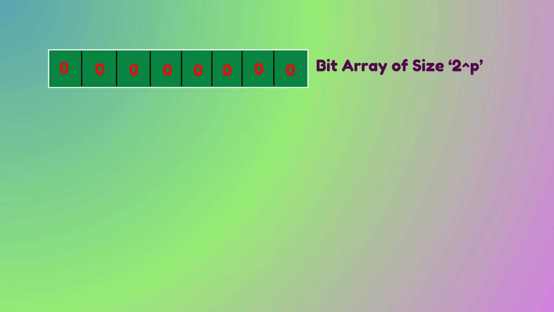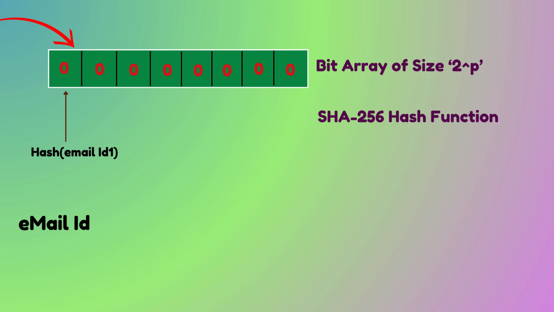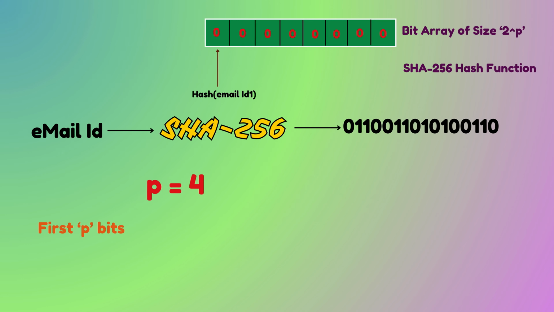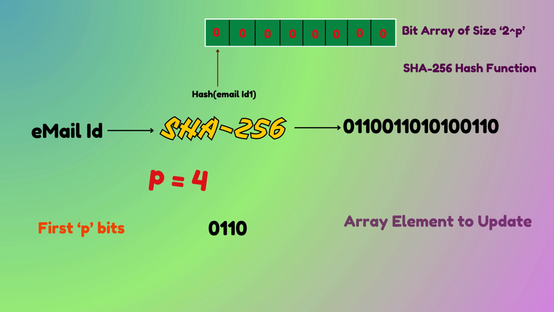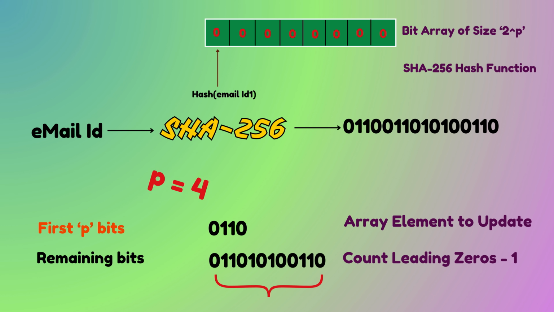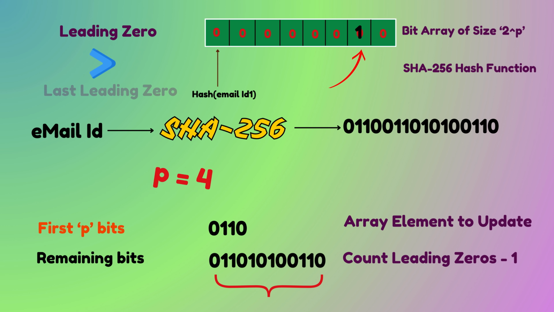When a unique item, such as a user ID or view, is added to HLL, the item is first hashed into a large binary number using a hash function like SHA-256 or Murmur. The hash output is then divided into two parts. The first p bits determine which element in the array to update. The remaining bits are used to count the number of leading zeros, and this count is stored in the selected array element if it exceeds the previous value.